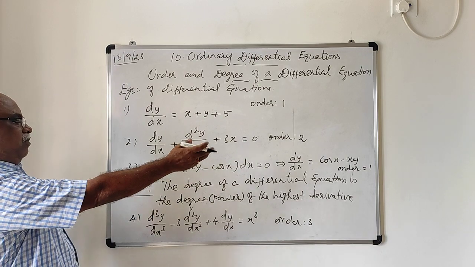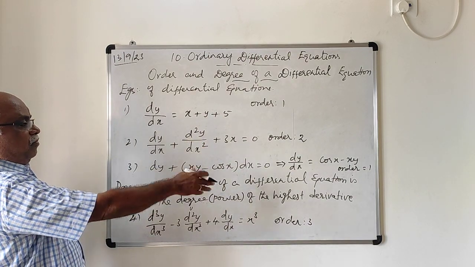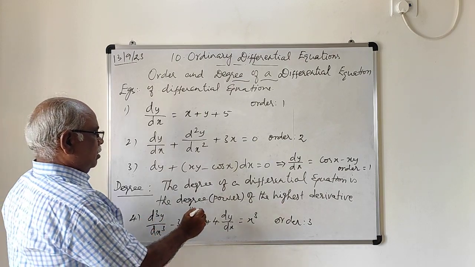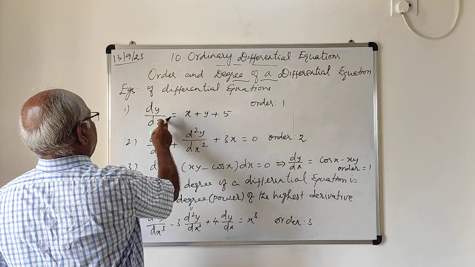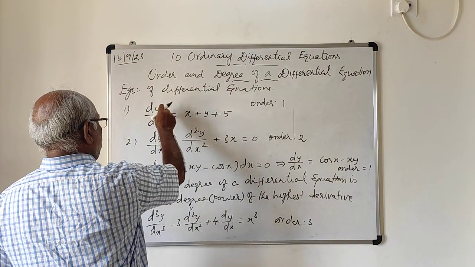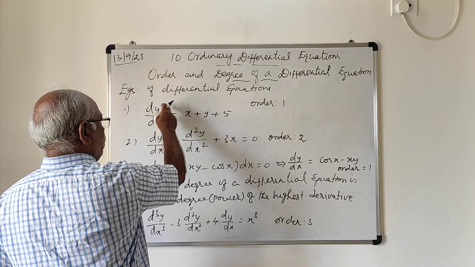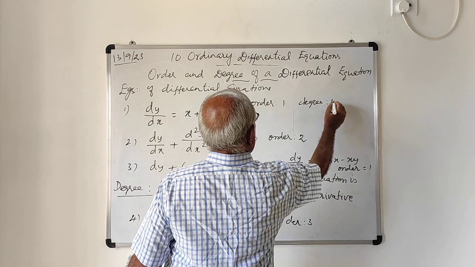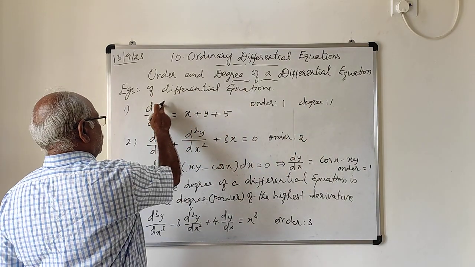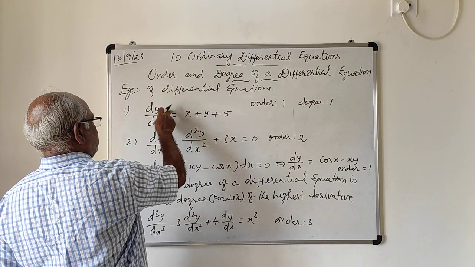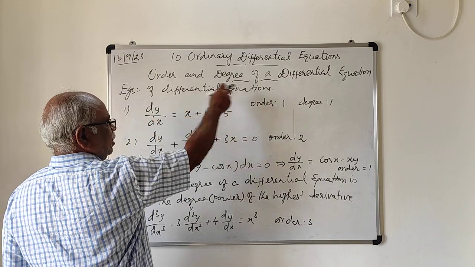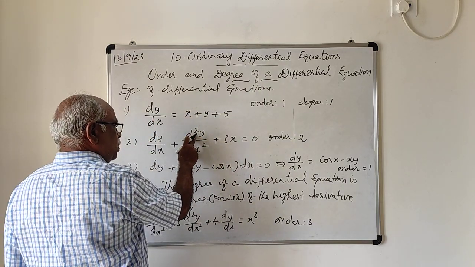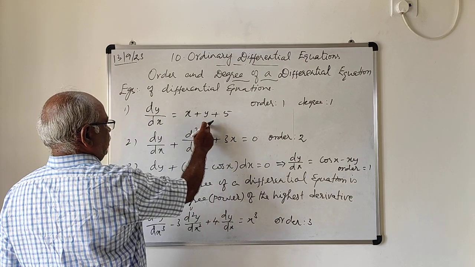The degree of the differential equation is the degree or power of the highest derivative present in the equation. See, dy by dx is of power 1, therefore the order is 1, degree is also 1. For this first example, order 1, the power of the highest order dy by dx is 1, therefore order 1, degree 1. In this case, the highest order is 2 and the power of this second order is 1.